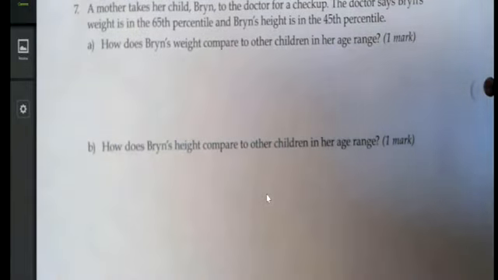Pretty simple, right? Last question. They're finishing with a nice, easy question. So this is a 20-mark assignment that wraps up the unit on statistics. There's 3 assignments that should be coming in. Let's quickly review what those 3 assignments are, shall we?